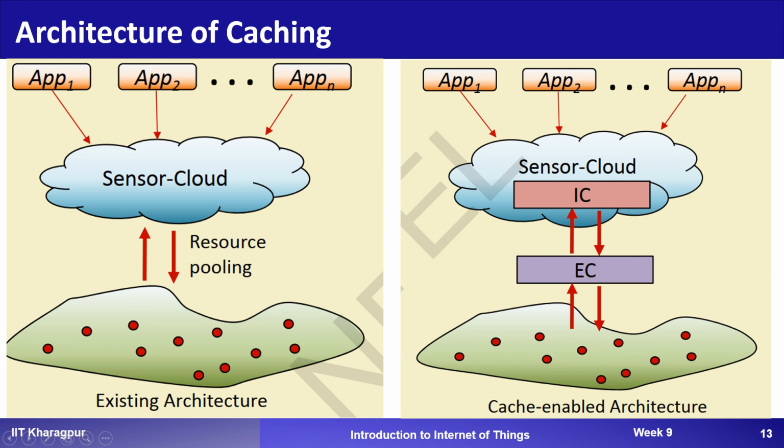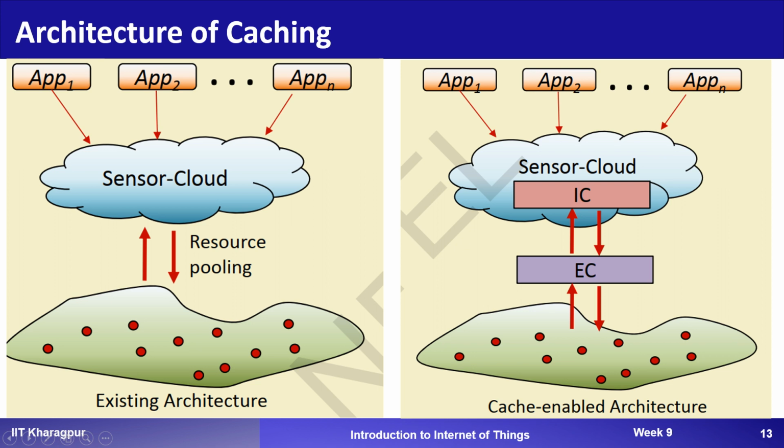Now, this is the figure showing the difference between the existing architecture and the cache enabled architecture of sensor cloud. In the existing architecture, these are the applications which are requesting data from the sensor cloud. Here various sensors are deployed, and the sensor cloud is responsible for the virtualization of these sensors and providing data to different applications at the same time. Whenever different applications want data, the physical sensors provide the data after sensing the environment.